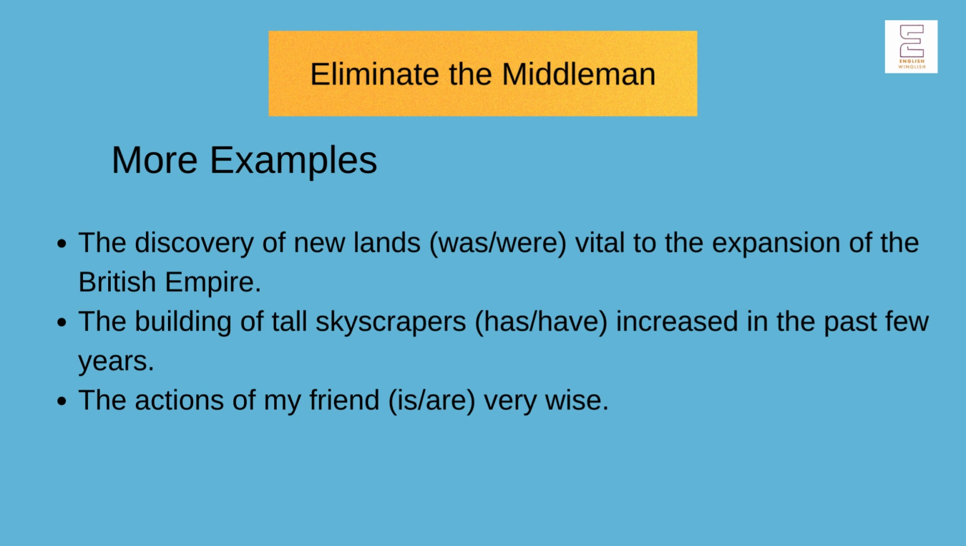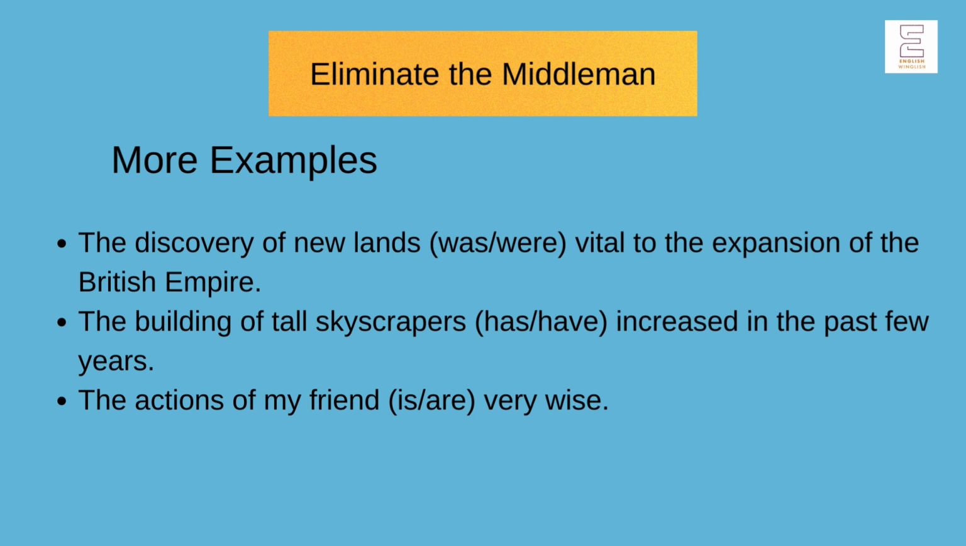The second sentence is: The building of tall skyscrapers has or have increased in the past few years. Skyscrapers are very huge, tall buildings that are made in cities, multi-story buildings, and this trend has increased in the past few years. And the third sentence is: The actions of my friend is or are very wise.